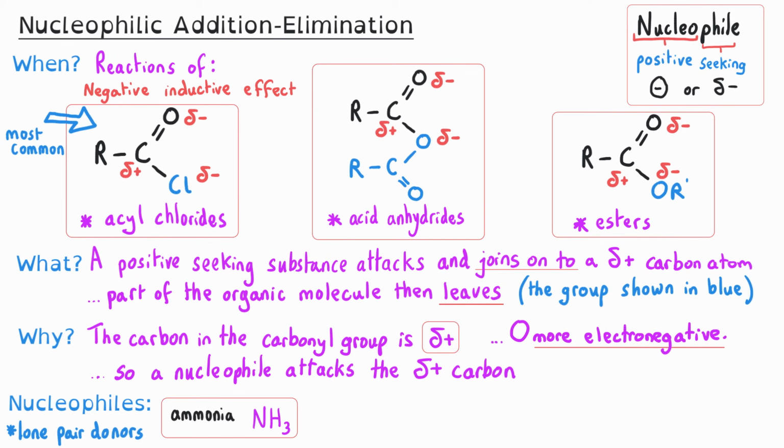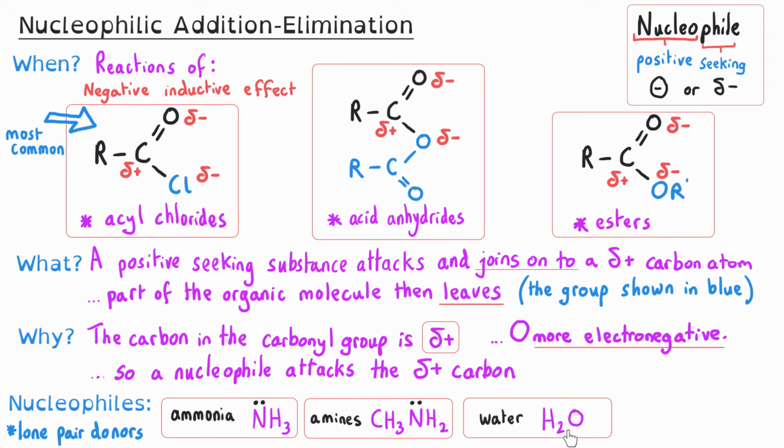First of all, we've got ammonia, which has got the lone pair on the nitrogen, which enables this to act as a nucleophile. We've also got amines, which also contain nitrogen, and we can have a carbon group of any different length. And then we've got water, which has got the oxygen, which has got the lone pair that enables this to act as a nucleophile. And then we have alcohols last of all. Normally, we would see methanol as the nucleophile.